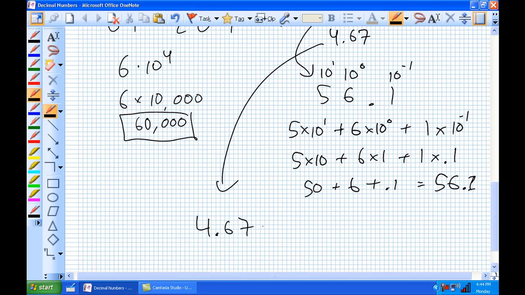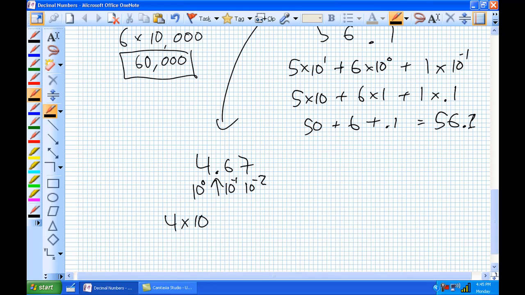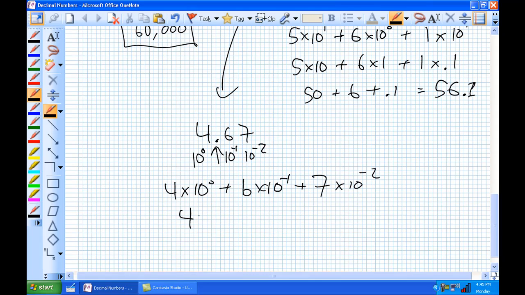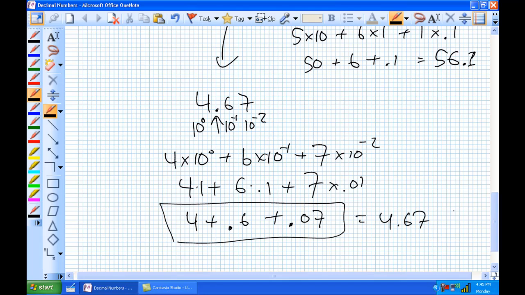4.67. Where's our decimal place? Right here. That's the 10 to the 0 spot. That's 10 to the negative 1. That's 10 to the negative 2. So 4 times 10 to the 0 plus 6 times 10 to the negative 1 plus 7 times 10 to the negative 2. Whoops, I should do this in a number of steps. 7 times 0.01. 4 plus 0.6 plus 0.07. And if someone came up to you on a street and just gave you this as a math problem, your answer would be 4.67. Makes perfect sense.